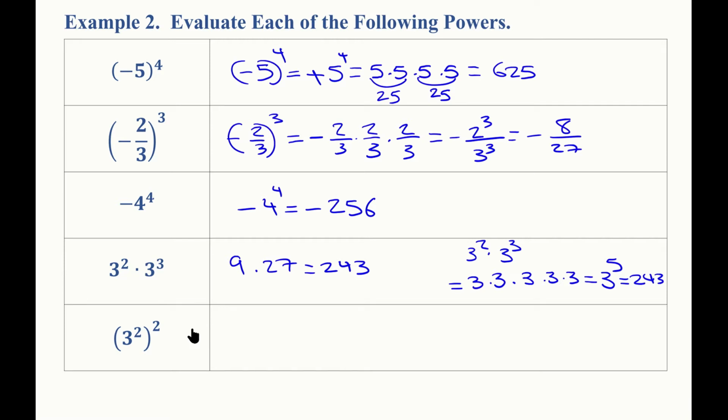So here for the next one, we'll just go with the order of operations and take care of what's inside the parentheses first. So that's going to be 9 squared, which is 81.